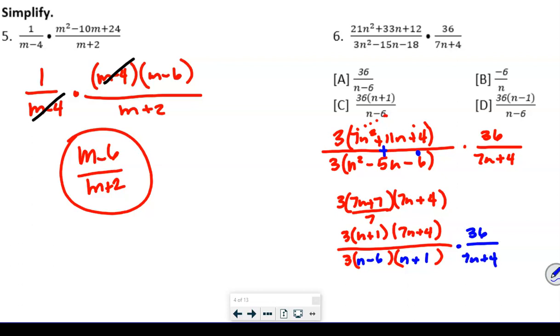So now we can cross out what's repeated in the numerator and denominator. So we have a 3 and a 3. We have an n plus 1 and n plus 1. We have a 7n plus 4 and a 7n plus 4. So what's left on top is our 36, and what's left on bottom is our n minus 6. So our answer is going to be 36 over n minus 6. So that was A, right?